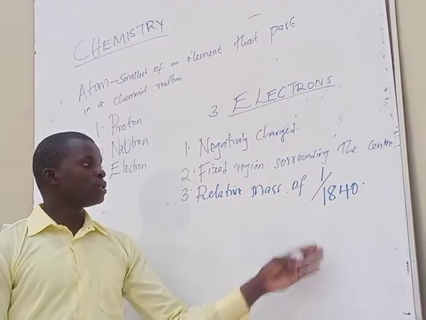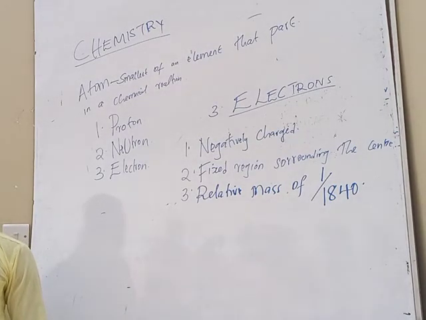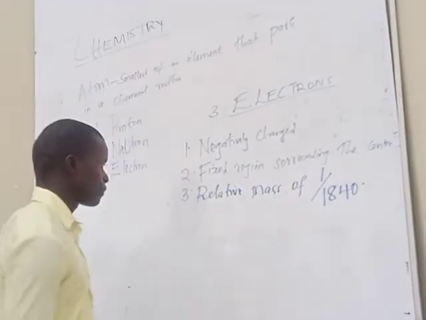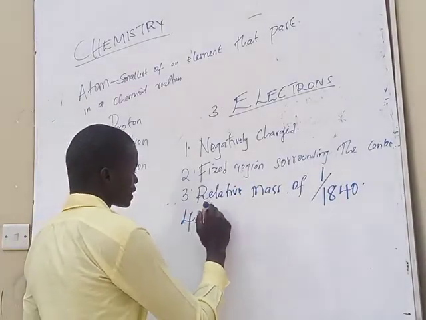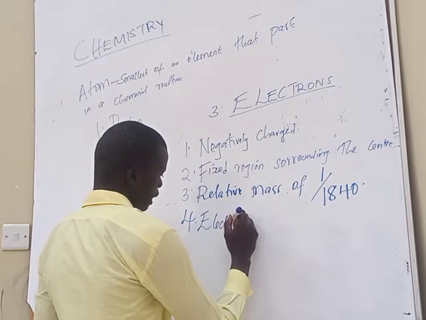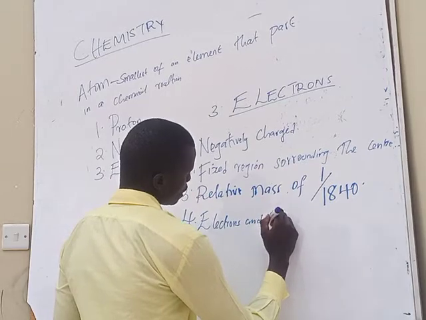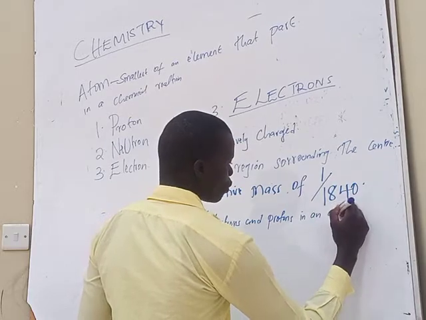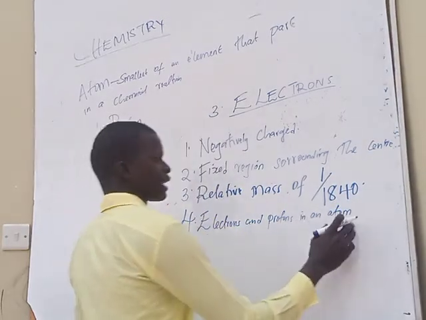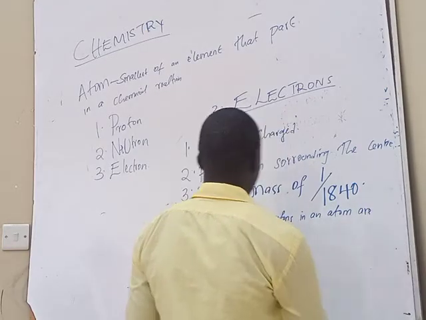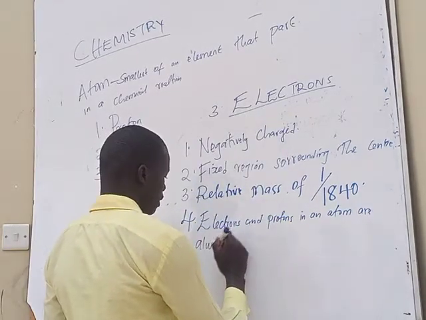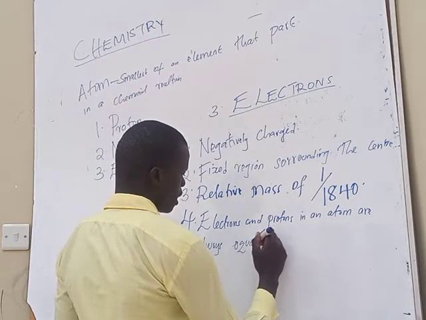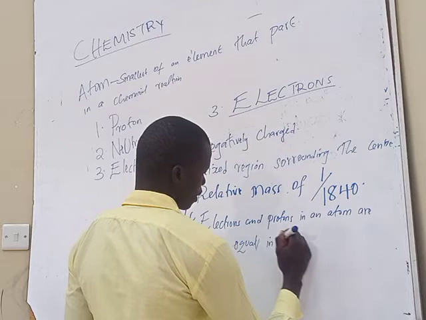Then characteristic number four: the number of protons and electrons in an atom of an element is always equal. The number of electrons and protons in an atom are always equal in number.